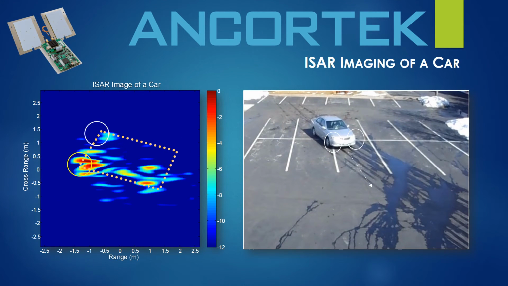Beyond making direct measurements, Ancortek software-defined radars can be used for inverse SAR imaging, as demonstrated in this example. Here, we've taken several measurements of a moving car as it drives past the radar. Those collections were then exported into MATLAB and processed to create the ISAR image you see on the left.